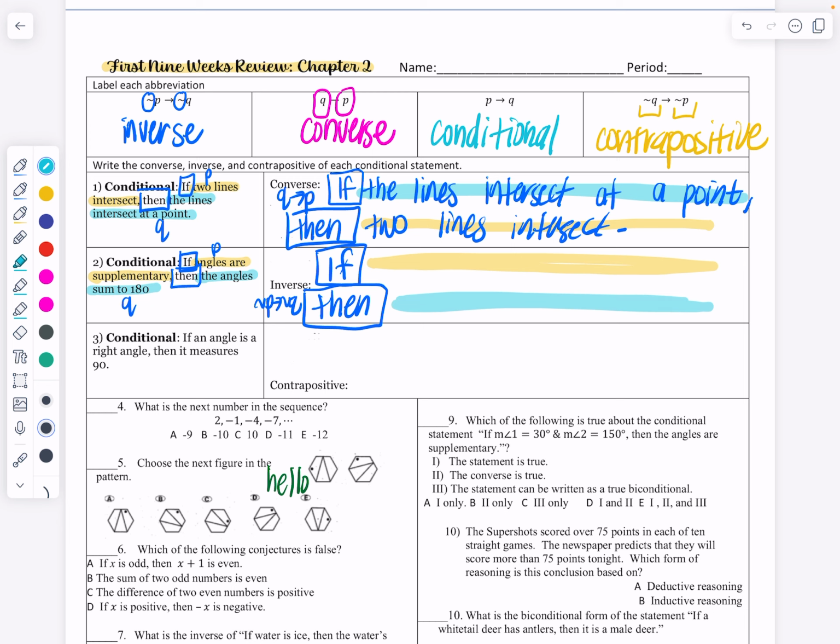If angles are not supplementary, then the angles do not sum to 180 degrees. All right, I'll go back and write that in later because I don't want y'all to have to watch it lag.